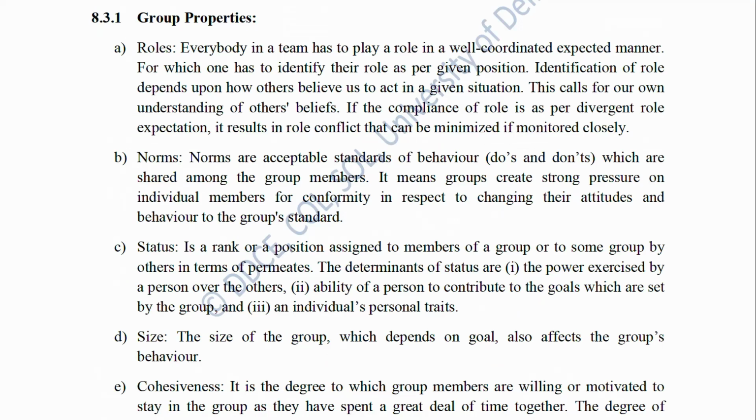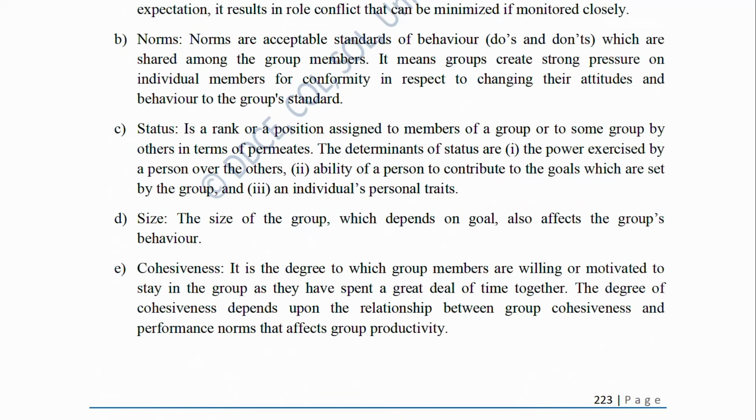8.3.1 Group Properties. First, roles. Everybody in a team has to play a role in a well-coordinated, expected manner, for which one has to identify their role as per given position. Identification of role depends upon how others believe us to act in a given situation. This calls for our own understanding of others' beliefs. If the compliance of role is as per divergent role expectation, it results in role conflict that can be minimized if monitored closely.